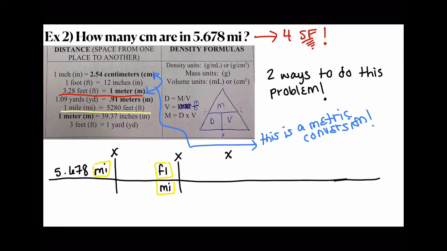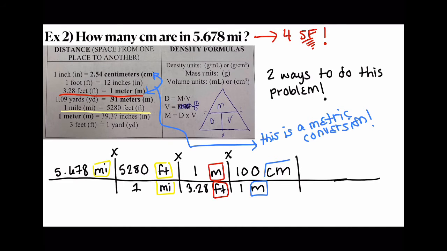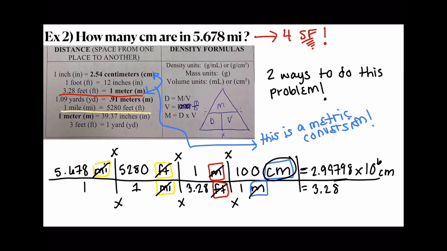I'm going to convert 5.678 miles into feet. On the table, it says that 1 mile equals 5,280 feet. But this time I'm going to go from feet into meters. On the table, it says that 1 meter equals 3.28 feet. Well, now, after my units cancel out, I get left with meters. And from my conversion chart, that's the metric conversion chart, I know that there are 100 centimeters in 1 meter. So you multiply all the numerators together, and you're going to get 2.99798 times 10 to the 6 centimeters.